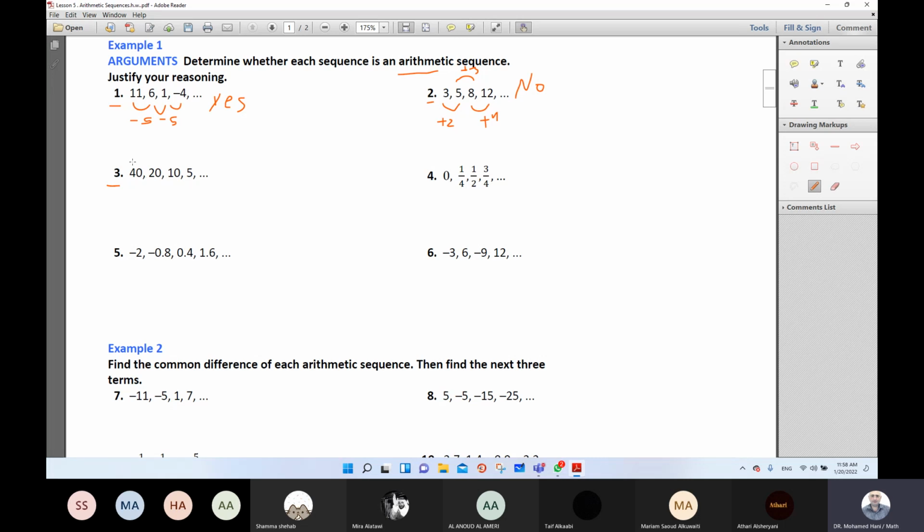As you see here, 40 minus 20 will be 20. 20 minus 10 will be 10. 10 minus 5 will be 5. So here we have minus 20, here we have minus 10, here we have minus 5, which means we have different slope. We have different common difference. So it means no, this is not an arithmetic sequence. Okay, here, who can tell me, arithmetic or not?